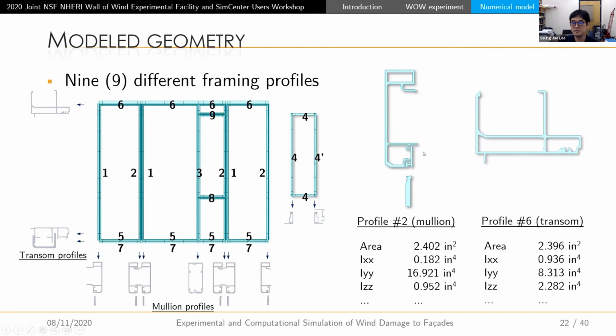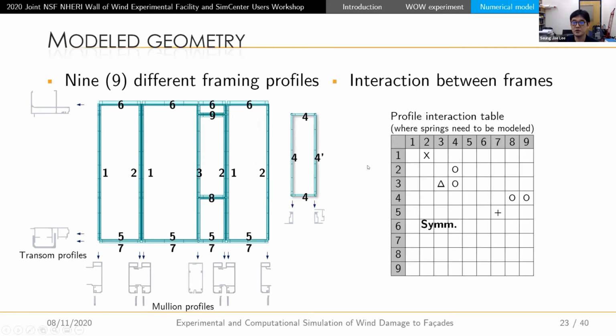So this is, for example, profile number 2, which is the mullion here and here. And this one is profile number 6, the top transom. We also need to consider the interaction between the frames. For example, here, number 2 and number 1 are interacting, 5 and 7 are interacting, and so on. Frame number 3 is also composed of 2 parts. It looks like it is continuous, but it's not the case, so the interaction needs to be considered. The chassis frame also needs to be put on top of this main frame, so the interaction also needs to be considered.